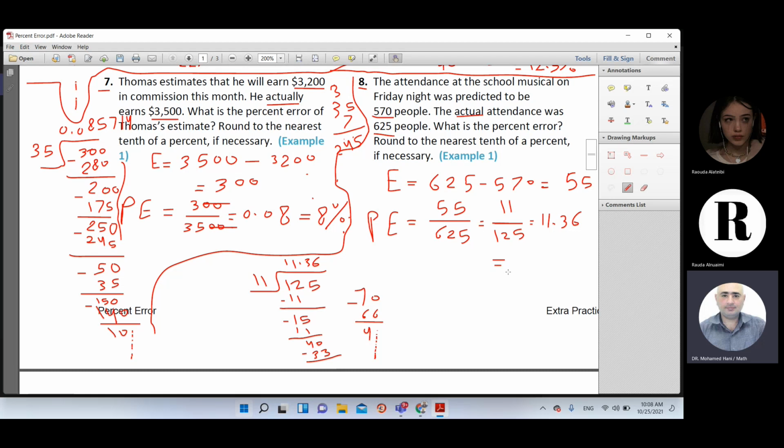So who can tell me what is the percent of this number? Change this number to the fraction. We can write 1136 over 100. Then what is the percent now? 1136%.